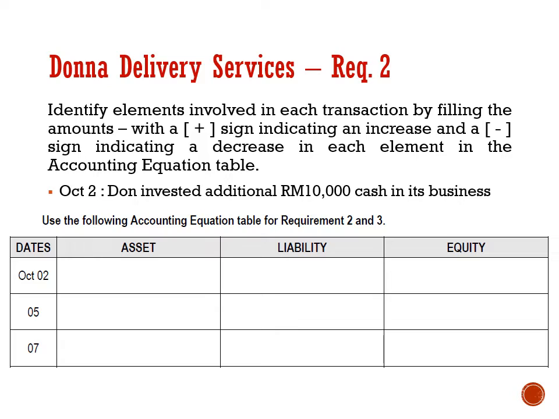For transaction 1, we have the owner, Muhammad Don, invested additional 10,000 ringgit to his business. So this transaction will have the item of cash, that is an item under asset, and the item of capital under equity. So you will have 10,000 under asset with a plus sign, and also 10,000 under equity with a plus sign. This transaction does not involve liabilities, thus nothing changes in liability. Then you ask, is the equation balanced?